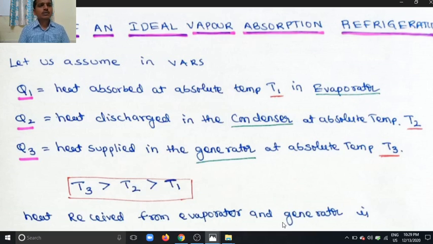Good morning to all. Today our topic is the COP of an ideal vapor absorption refrigeration system.